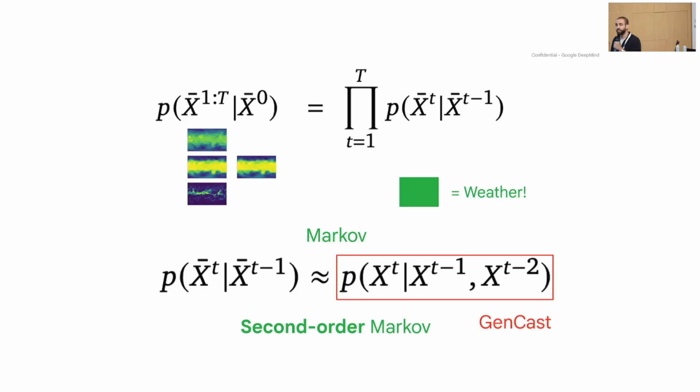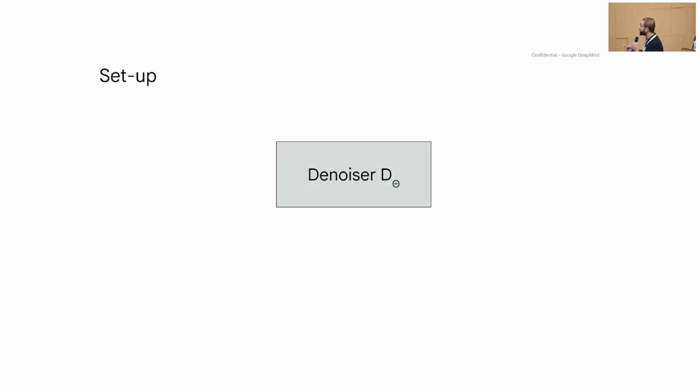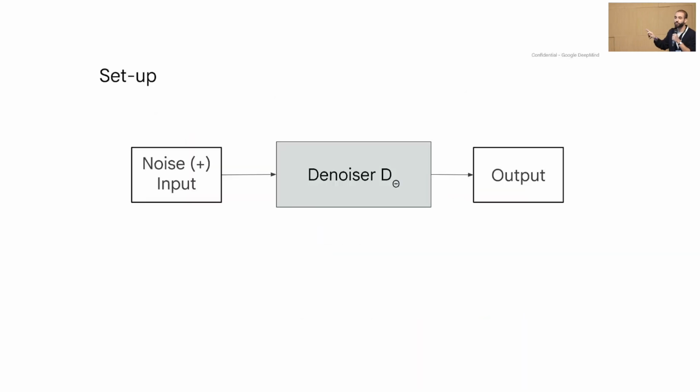And the reason I want to highlight this is I just want to give you a flavor of what it looks like to take, again, a sort of abstract research idea, come to a domain, and think carefully about what it means to apply that research idea to the domain. And so this Markov and second order Markov assumptions are assumptions that are made a lot in the weather community. Okay, so what's the setup?